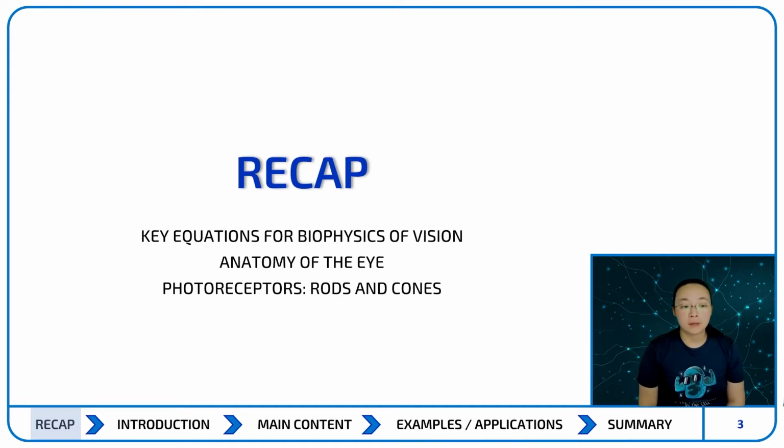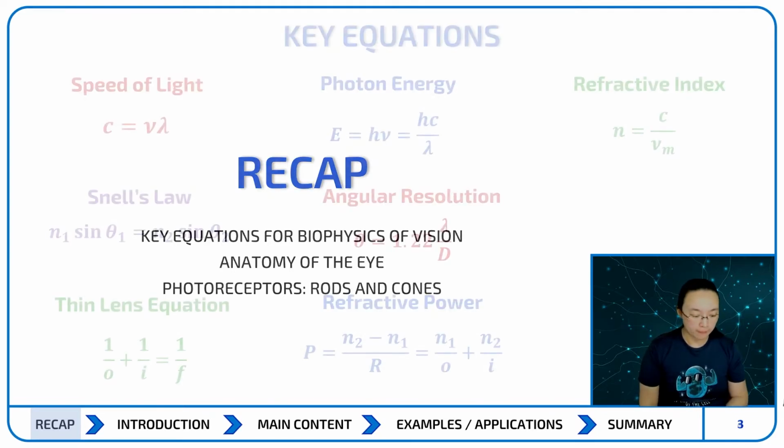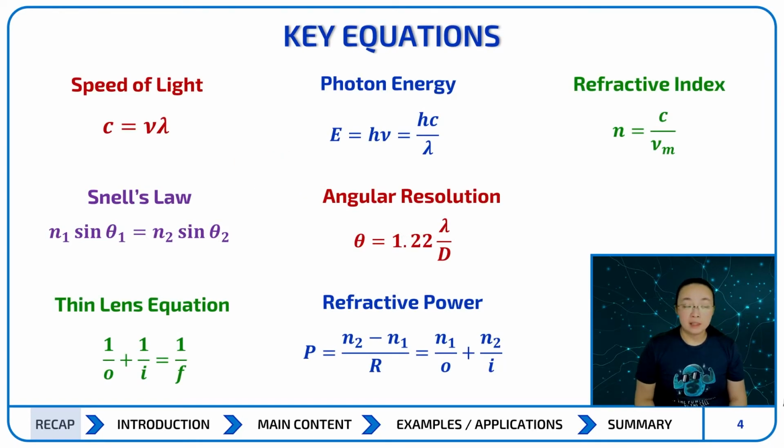Next, you have photoreceptors, so rods and cones. Knowing the difference between those is important as well. Some of the key equations, apart from the speed of light and photon energy, which are fairly generic, what I would want you to focus on would be the equations we used for the reduced eye model, or anything related to the reduced eye model.